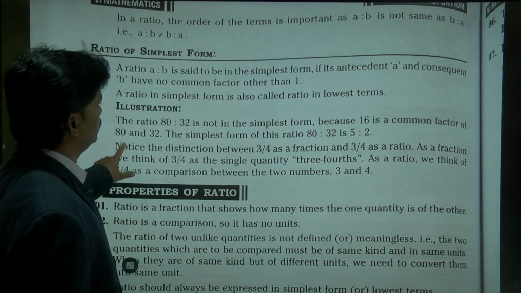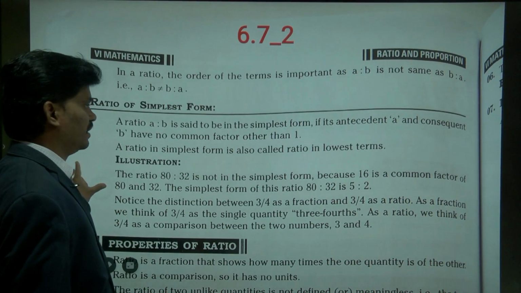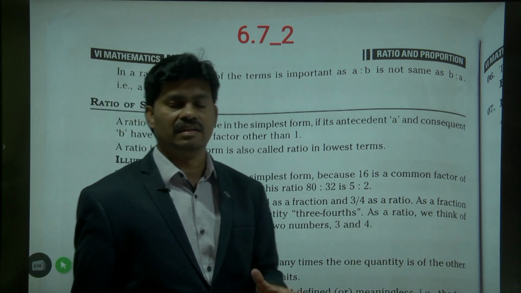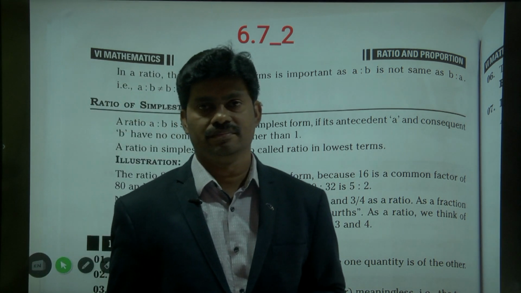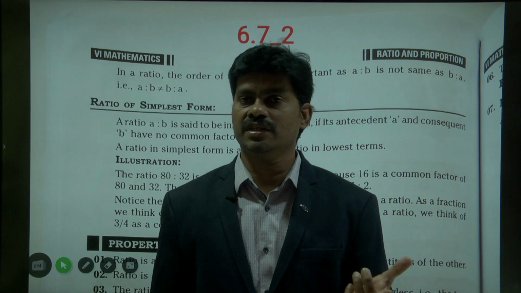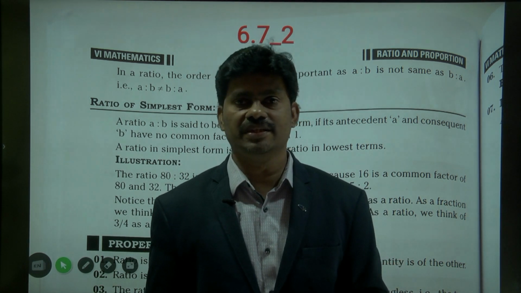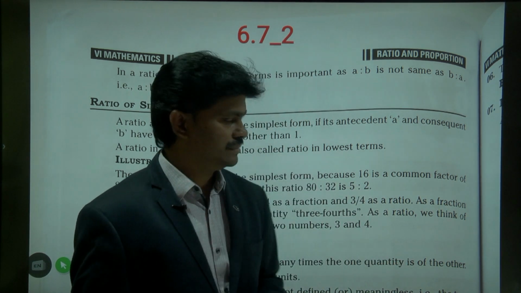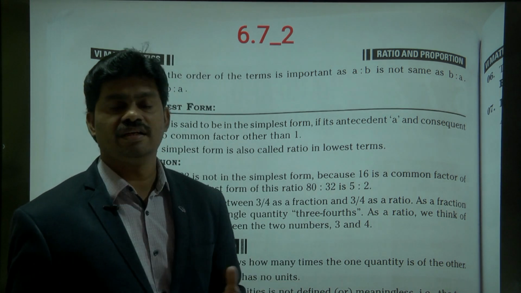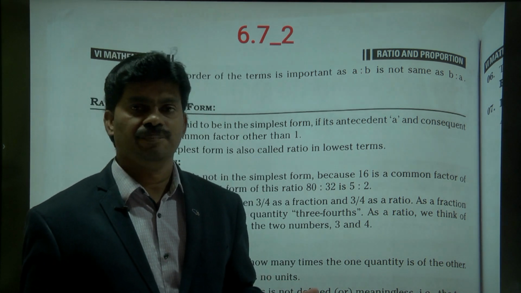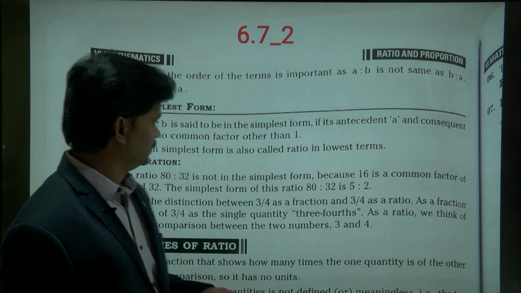Here A is to B is never equal to B is to A until and unless A is equal to B. So 2 is to 3 is not equal to 3 is to 2. When both antecedent and consequent are equal, then that is called equal ratio.